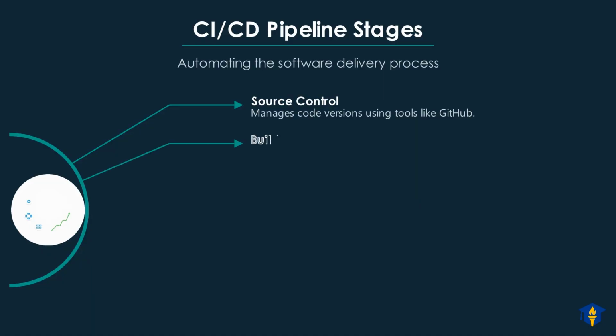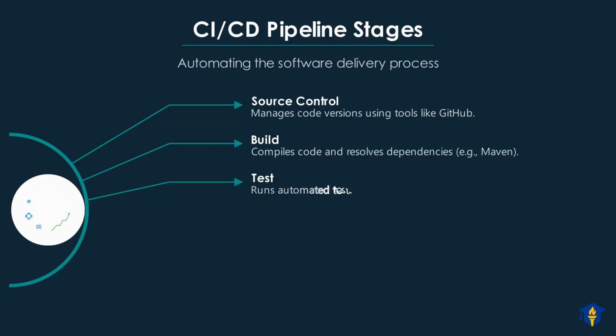Next, the build stage compiles your code and prepares it for execution. It compiles the source code and resolves all necessary dependencies, often using Maven. After building, the test stage ensures your application functions correctly. Automated tests are executed to verify the application's functionality and catch errors early.